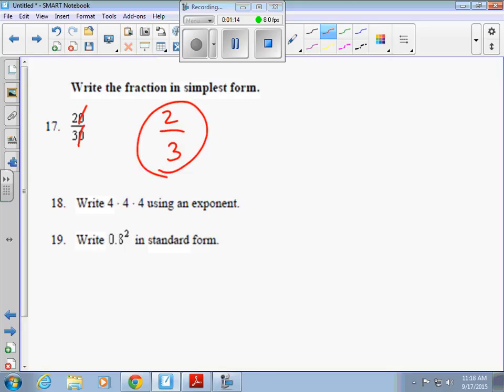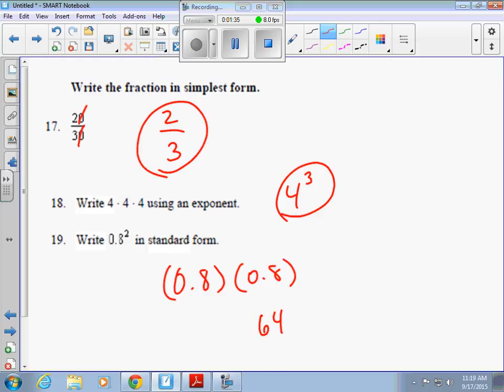Write 4 times 4 times 4 using an exponent. 4 times itself 3 times, 4 to the third. Write 0.8 squared in standard form. That means 0.8 times 0.8. We know 8 times 8 is going to be 64, but we have to move that decimal once, twice, and it becomes 0.64, standard form.